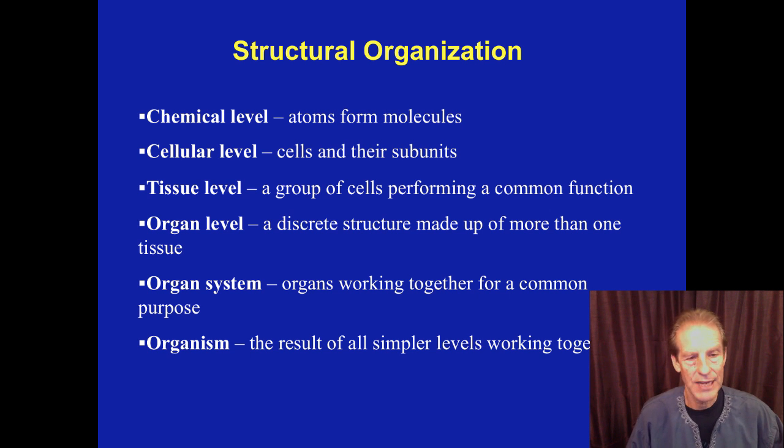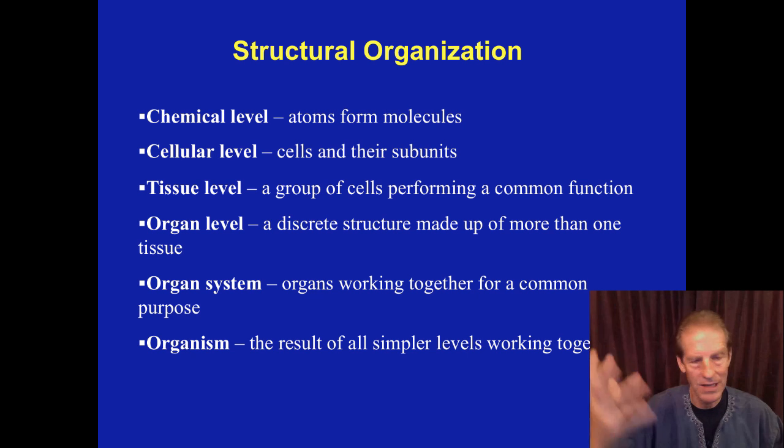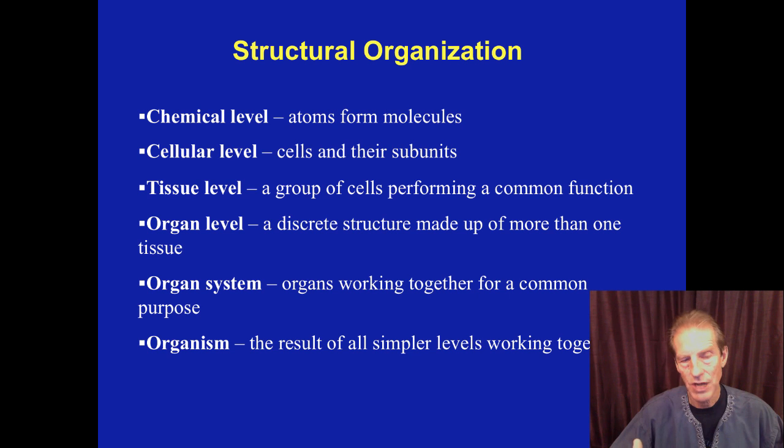For instance, the digestive tract is composed, as we learned last week, of the mouth, the teeth, the tongue, the esophagus, the stomach, liver, gallbladder, pancreas, small intestine, 3 parts, large intestine. And so together they all make the GI tract or the digestive system.